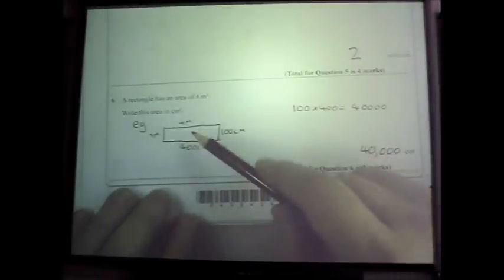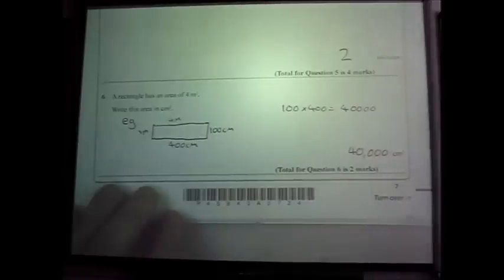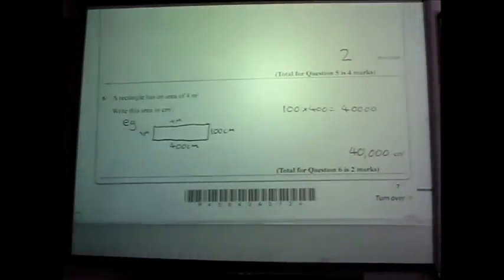But write this area in centimeters squared. So what I've done, 1 meter is 100 centimeters, 4 meters is 400 centimeters. If you multiply them, the answer is 40,000 centimeters squared. A popular answer there is 400, because people think they just times it by 100. But actually, you're timesing it by 100 twice, because it's in 2 dimensions. Question number 7.